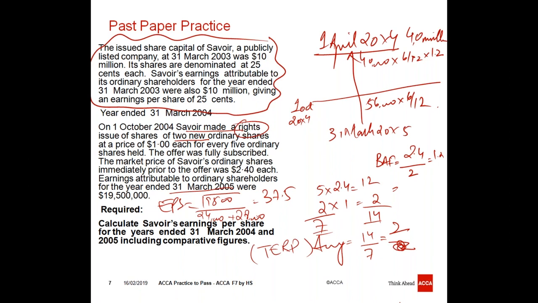What does ex-right share value mean? Theoretical ex-right price is actually the average value which we are assuming after the issue of right shares. Any other question?